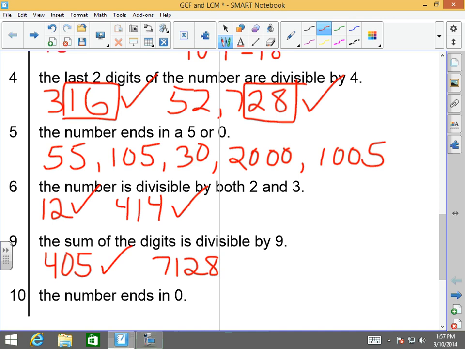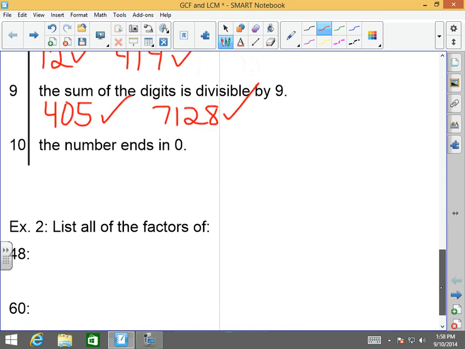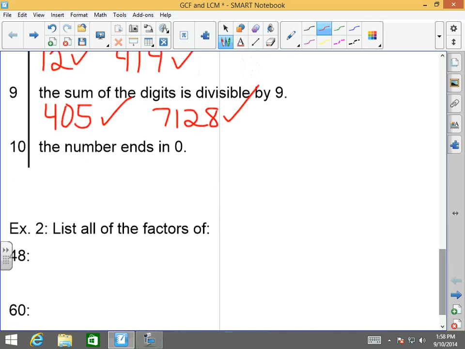18, very good. Is 18 divisible by 9? Very good. So that means that 7,128 is divisible by 9. And last but not least, a number is divisible by 10 if the number ends in 0.